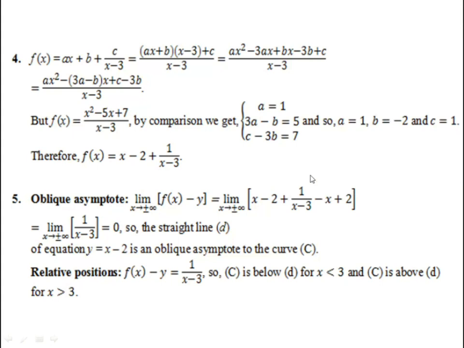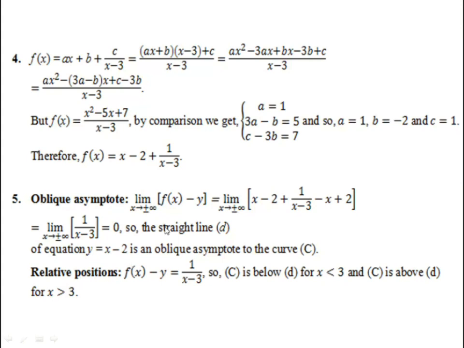We can cancel out x minus x and 2 minus 2. We will get the limit of 1 over x - 3, which is 1 over infinity minus 3, and 1 over infinity equals 0. This limit equals 0, so we conclude that y equals x - 2, this straight line with this equation, is an oblique asymptote to the curve C.